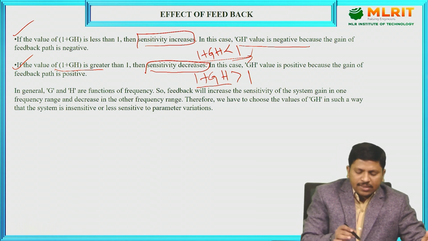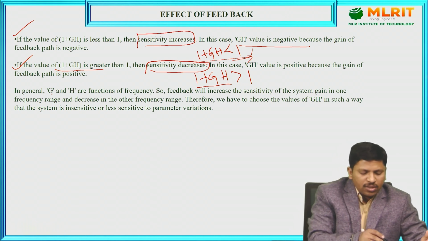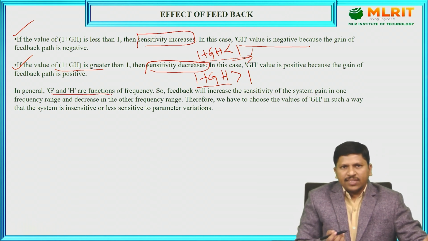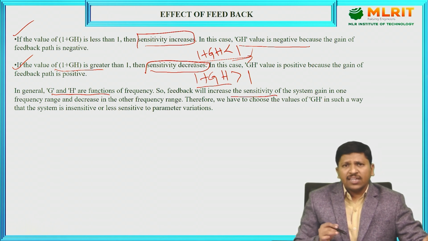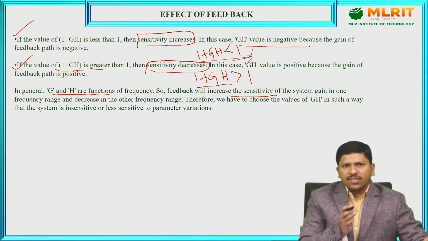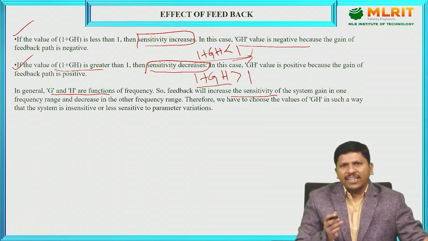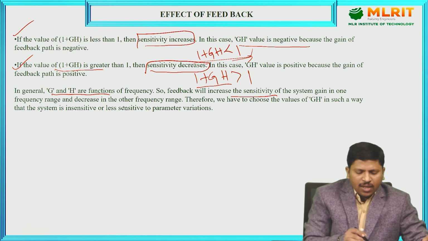Next, consider here g and h. These two are functions of frequency, we know. So feedback will increase the sensitivity of the system gain in one frequency range, and in another frequency range, feedback will decrease the sensitivity.